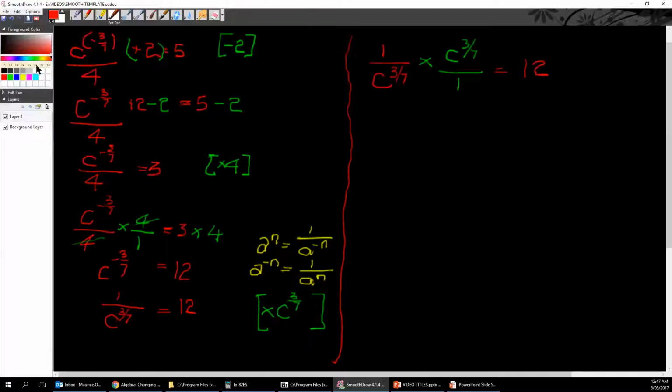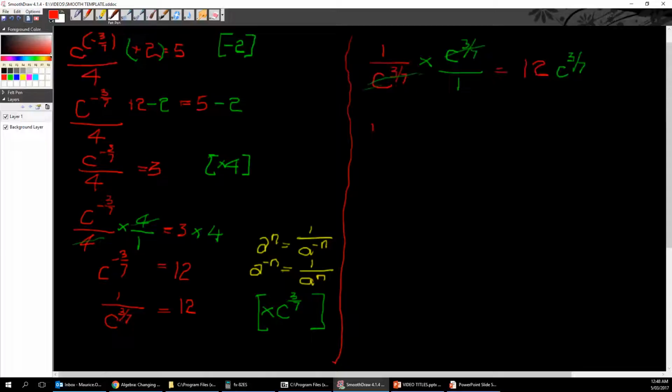Okay, times, and you can usually leave out the times, times c to 3 over 7. And then you can see that that crosses out, and that crosses out, and then we get, and I'm going to swap the sides around again. Let's go red.